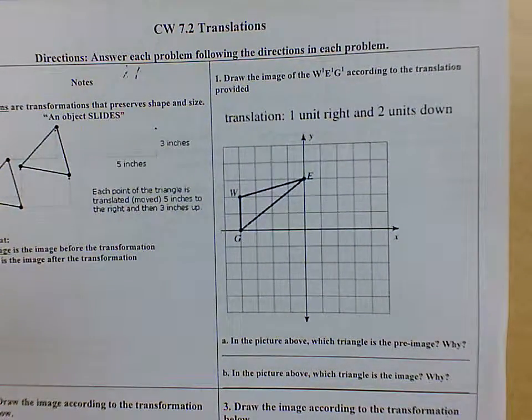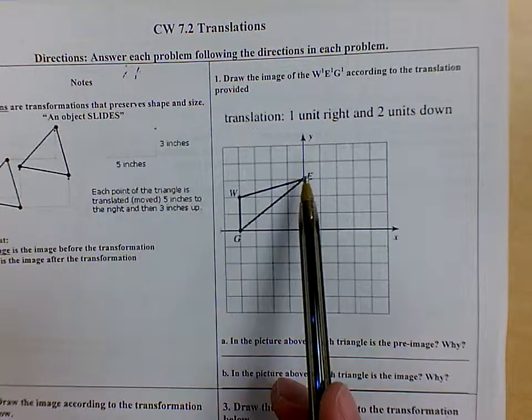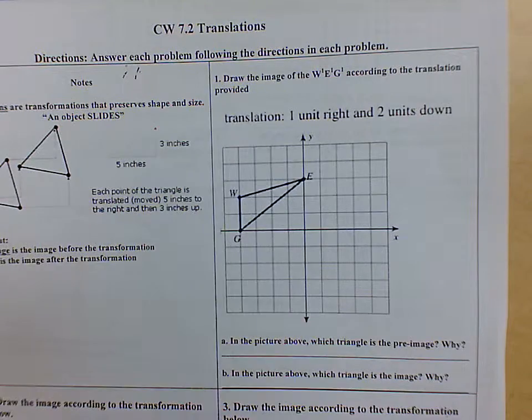Classwork 7.2, question 1. We're going to start that one. I want to review some vocabulary from the first video. First of all, the pre-image is the image before the transformation, and the image is the image after the transformation. So right now we're given a picture of a triangle. This is our pre-image. This is the picture before we've done the translation and before we've moved it or slid it. Okay. The other thing I want to note is you'll see just letters, and that means that's the pre-image.